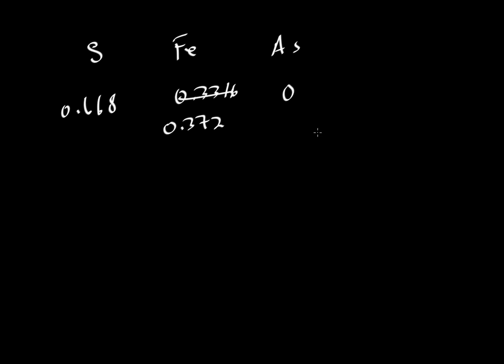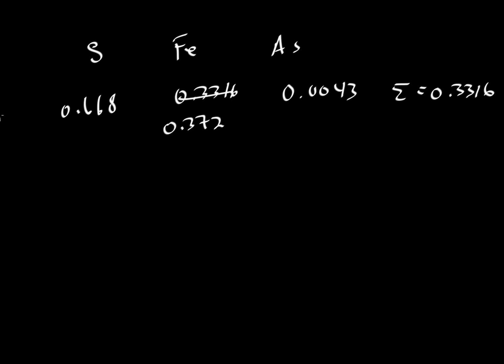So for sulfur, we get 0.668, and then for iron, we get a value of 0. Oh, that's not correct for iron. Iron should be 0.3272, and then arsenic is 0.0043. It's the sum that is 0.3316. Got a little bit ahead of myself there.